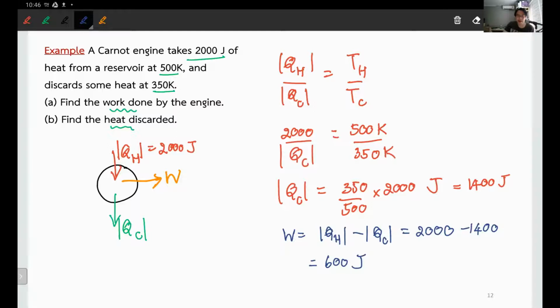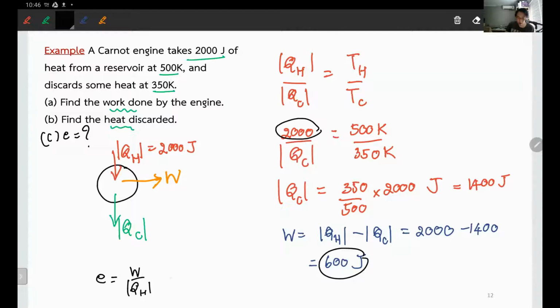Okay. All right. And actually, I can add a third question if you want. What is the efficiency? So now you can do it very simply. You can do many things you like. You can do the work over the Q hot if you want, which is because you know everything now. The Q hot is right here. Or you can do 1 minus T cold over T hot. Or you can do 1 minus Q cold over Q hot. So everything works now because you know all of the information required to calculate the efficiency.